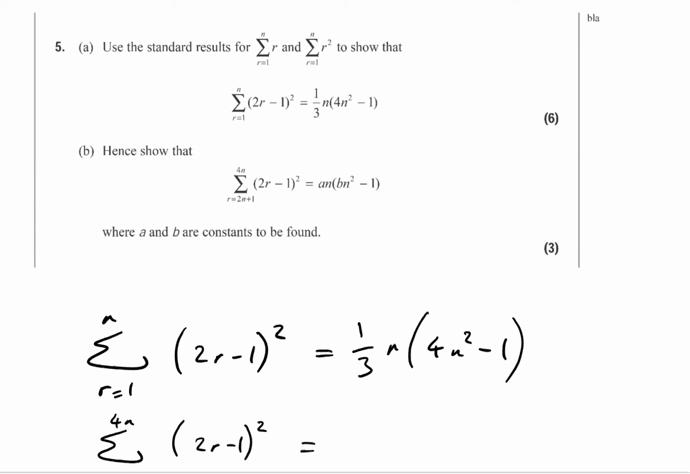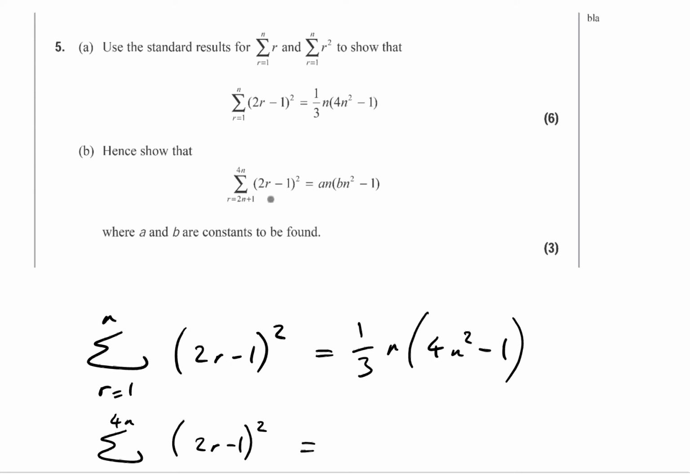Okay, in this video we are going to be looking at question 5, part B of the FP1 Edexcel 2014 June FP1 paper. And if you remember, in part A we showed that the summation from 1 to n of (2r minus 1) all squared is this thing: it's a third n(4n squared minus 1). I've got it written out down here as well.